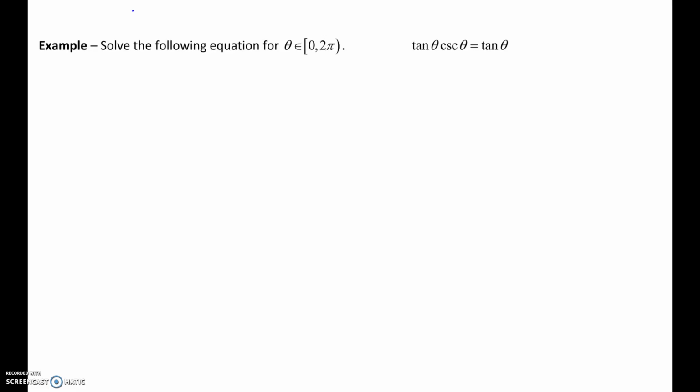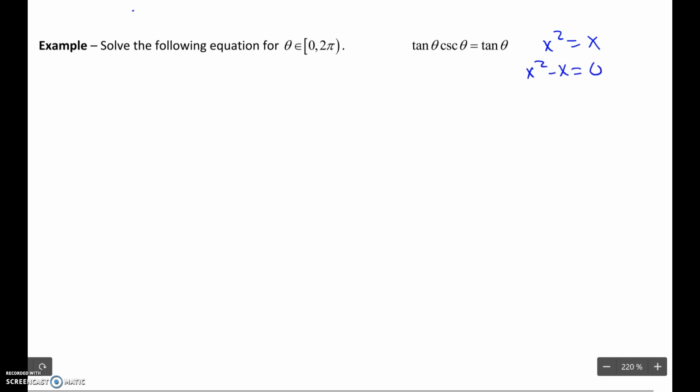All right, we have tangent theta times cosecant theta equals tangent theta. So let's think about this for a second. If you have x squared equals x, are you just going to divide by x to get x by itself? No, you're going to move it over. X squared minus x equals 0, then you're going to factor it out, right? And then you're going to set each equal to 0.